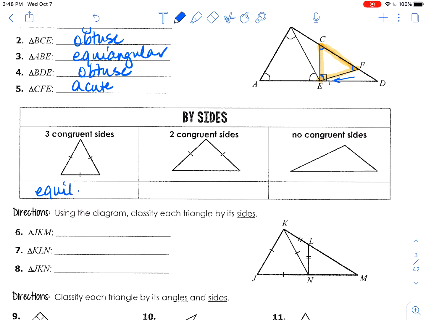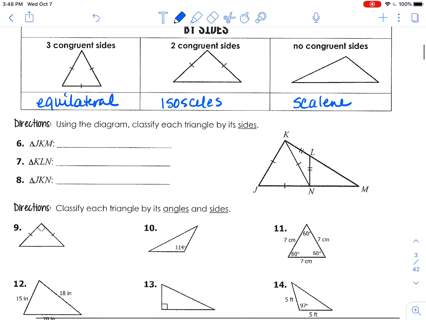All right, so now let's classify by sides. Three congruent sides is equilateral. When you have two congruent sides, you have an isosceles triangle. And when you have zero congruent sides, this is a scalene. So three congruent sides is equilateral, two is isosceles, and none is a scalene.